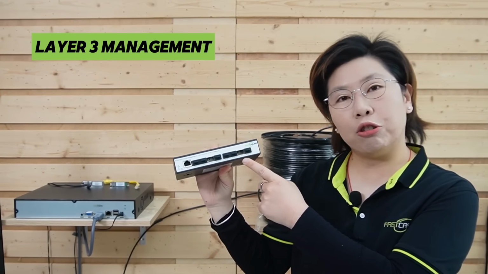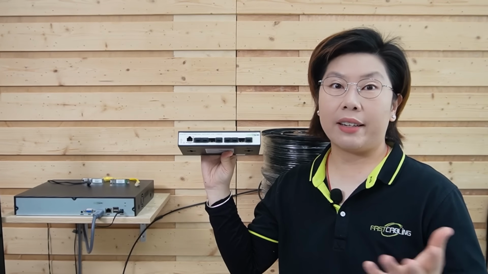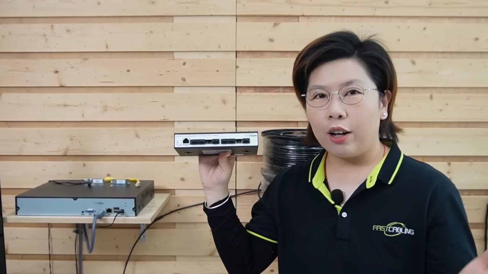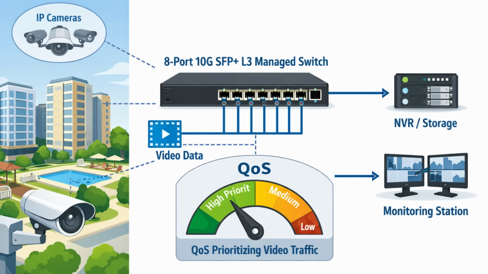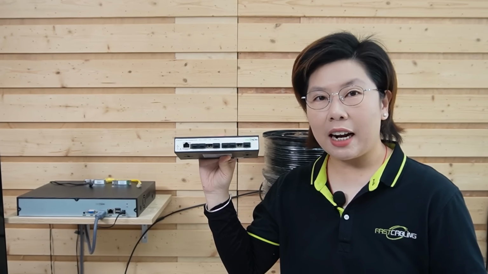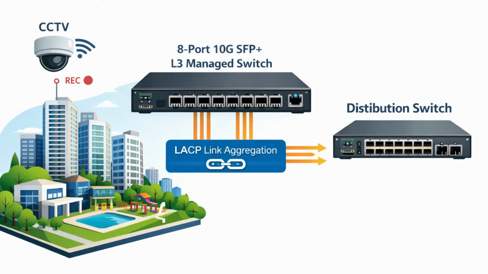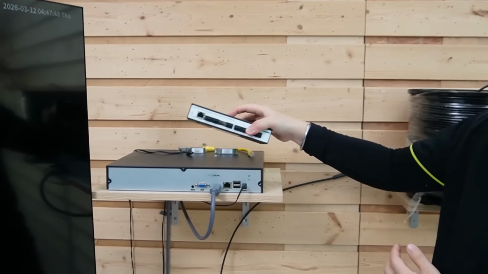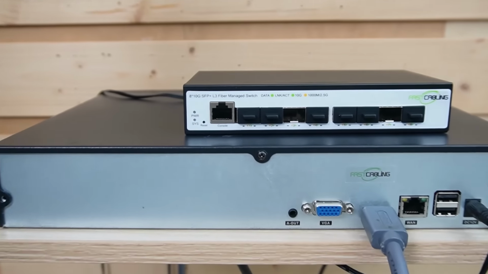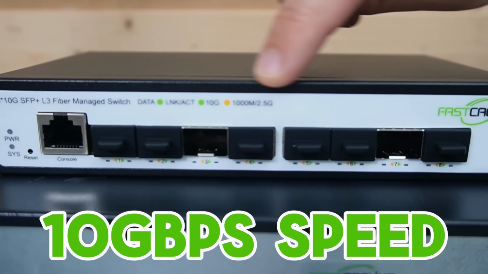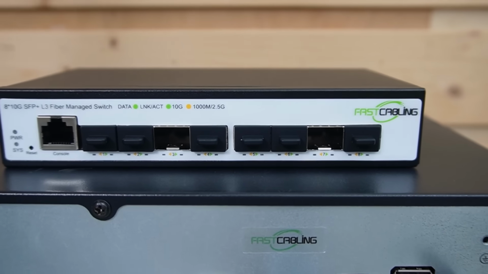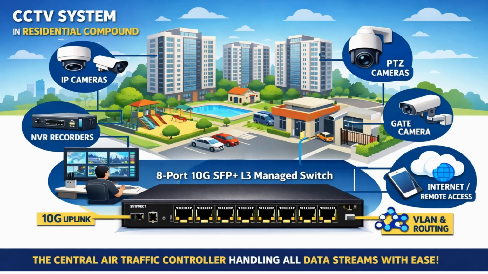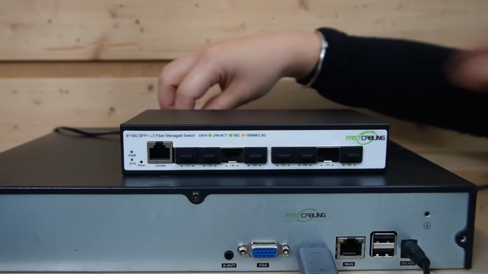Its layer 3 management is crucial, letting us create separate VLANs to isolate camera traffic from everything else. Also, you can use QoS to prioritize video data and even set up LACP for link aggregation, which is just a fancy way of combining ports for even more bandwidth and redundancy. Now, this little beast handles 10 gigabit per second per port, so it's the central air traffic controller that can handle all this data stream simultaneously without breaking a sweat. Let me power it on.